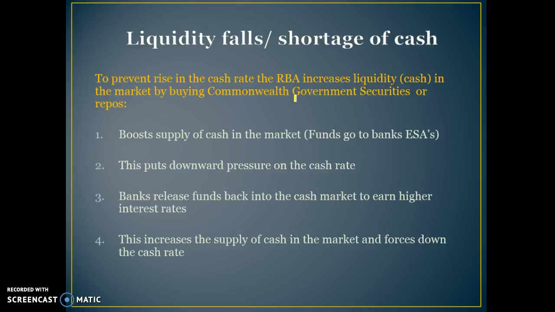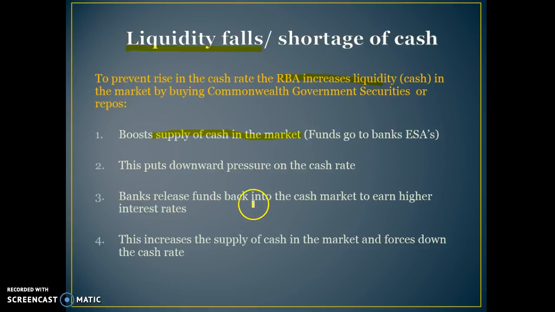So if liquidity falls, for example, if there's a day where the government is receiving a lot of tax and there's a lot of money flowing out of these exchange settlement accounts, what will the RBA do? Well, they will increase liquidity in the market by buying Commonwealth government securities, or what we call repurchase agreements. So they will buy these securities off the banks. The banks will sell their securities to the RBA, and that will mean that the banks have more liquidity or more cash in their exchange settlement accounts, and that will boost the supply of cash in the cash market. The RBA will always buy securities if they want to give the banks more money.